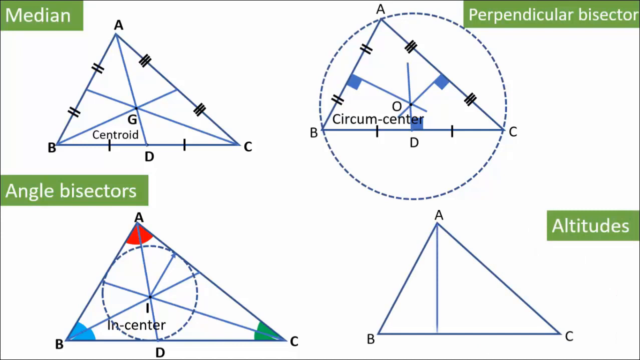Next is altitude. Altitudes are perpendiculars dropped from a vertex to its opposite side. H, the point of intersection of altitudes, is called the orthocenter. Now let's discuss these special points one by one.